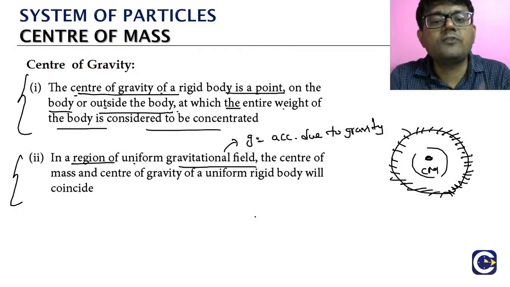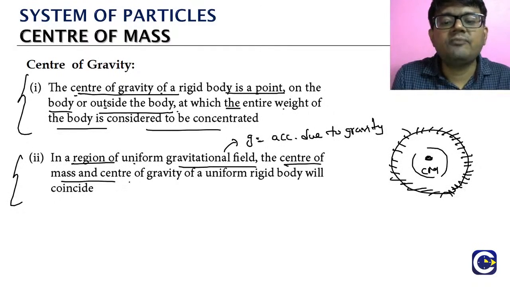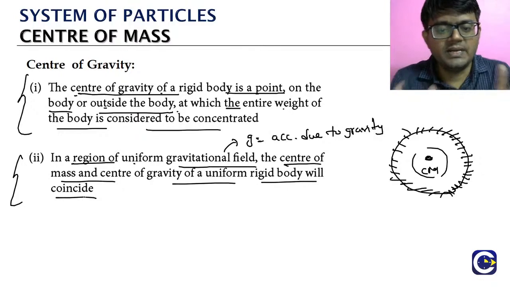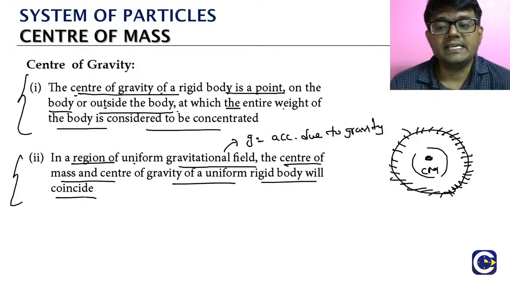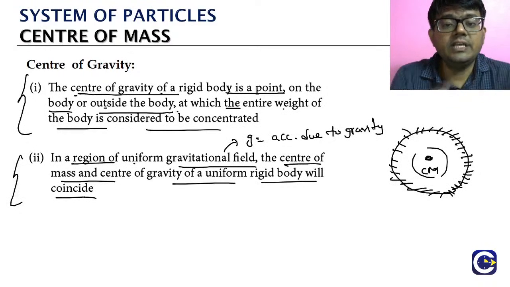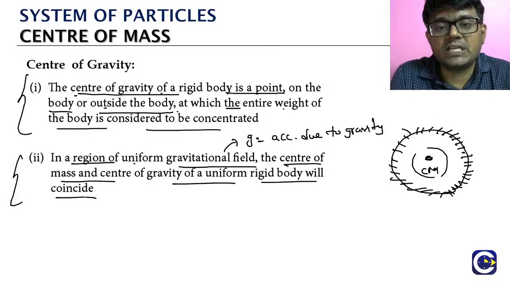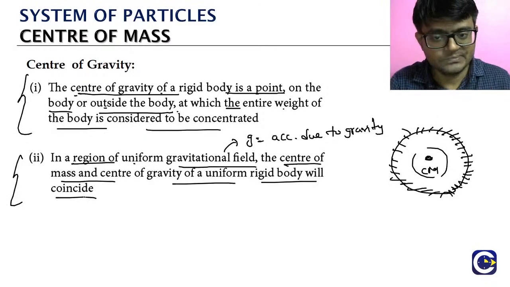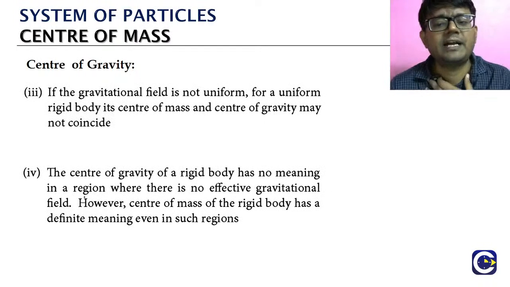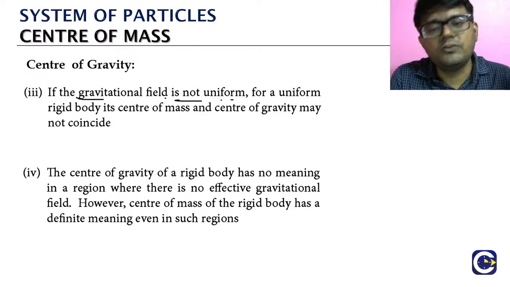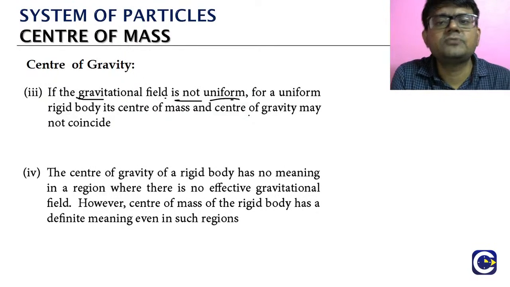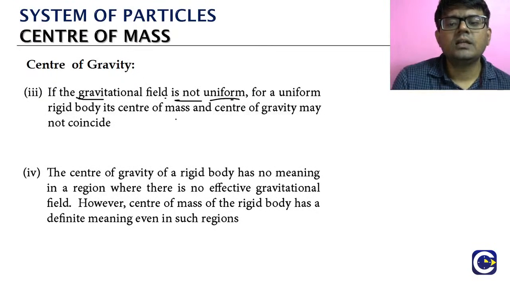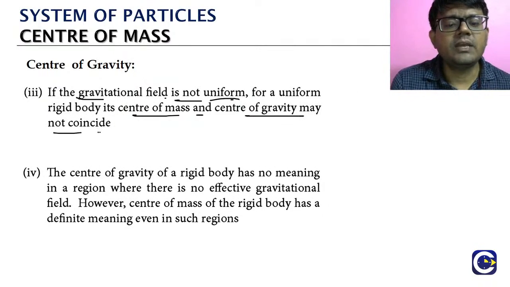Okay, so in a region of uniform gravitational field, the center of mass and center of gravity of the uniform rigid body will coincide. So for the rigid body, center of mass and center of gravity will be coinciding when we have the region which is having a uniform gravitational field or uniform acceleration due to gravity. Okay, at the point, if the gravitational field is not uniform, then what is going to happen? The center of gravity and center of mass will not coincide. So the center of mass and center of gravity may not be coinciding.